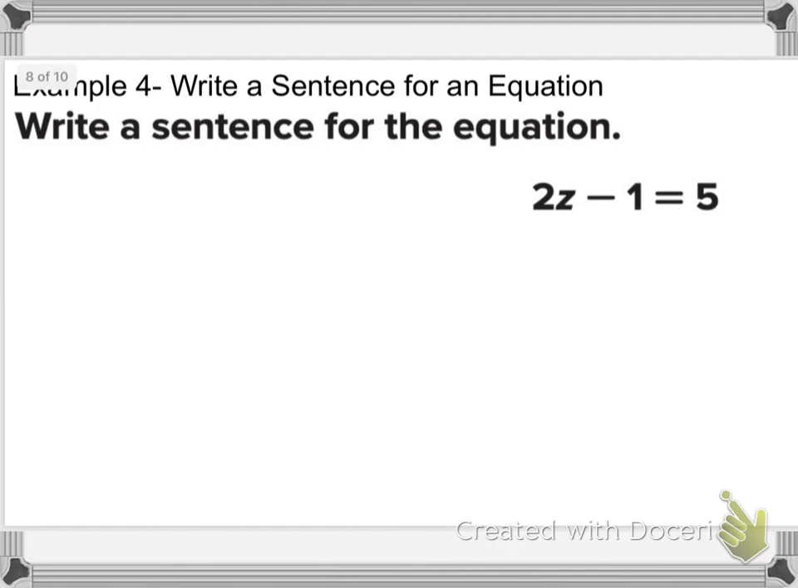Okay. Example 4. I've got 2 more examples for you, then I'm done. Write a sentence for the equation. So this time we're going backwards from what we just did. Earlier it gave us a sentence and we wrote an equation from the sentence. Now it gives us an equation and we want to write a sentence for the equation.